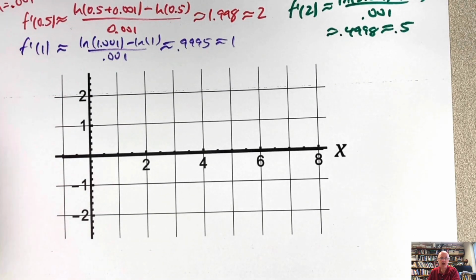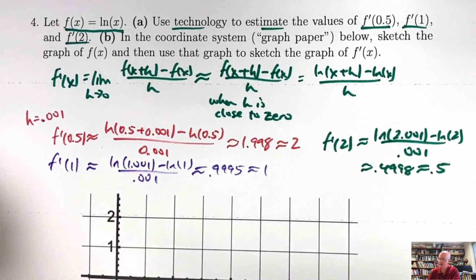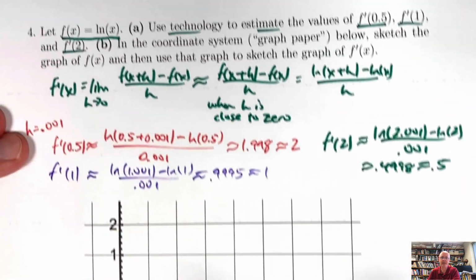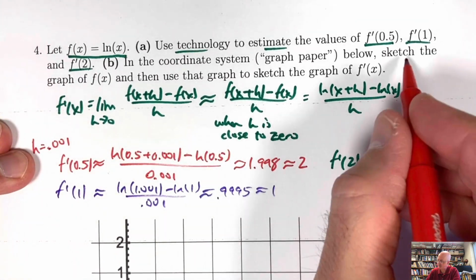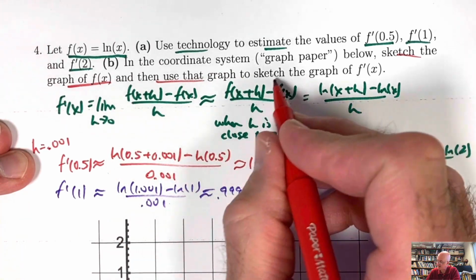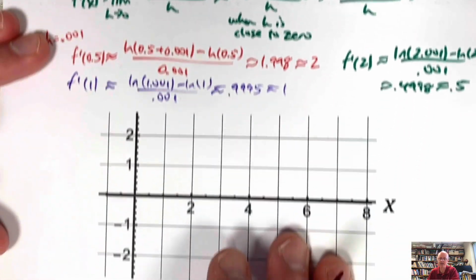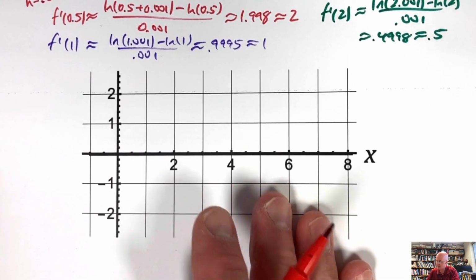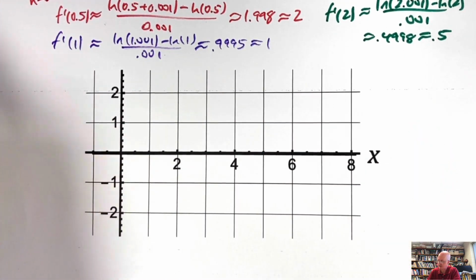That'll help us make our graphs for part B. In the coordinate system, the graph paper that you see here, sketch the graph of f of x, and then use that graph in addition to part A to sketch the graph of f prime of x. So we want to sketch the graph of f of x equals natural log of x first. Let's do that in green.